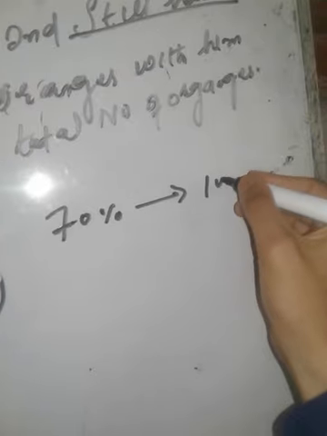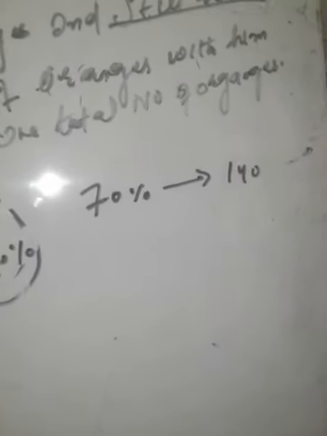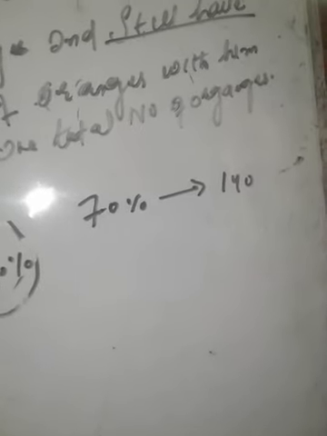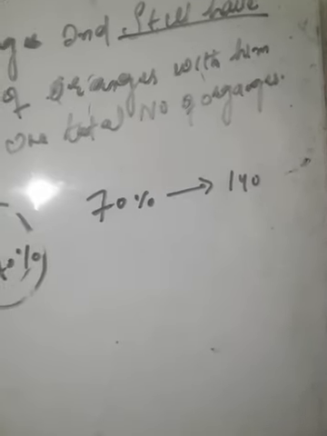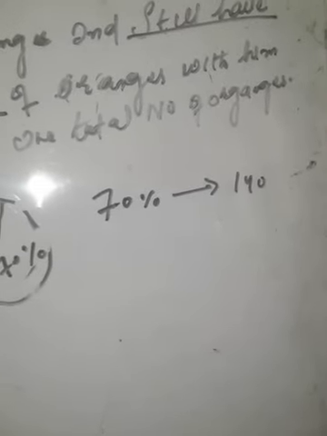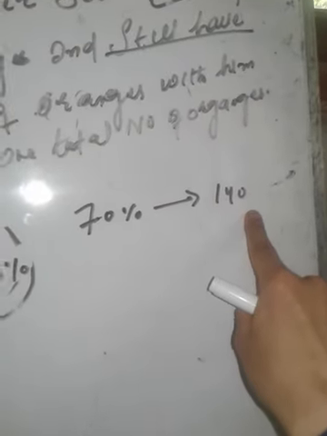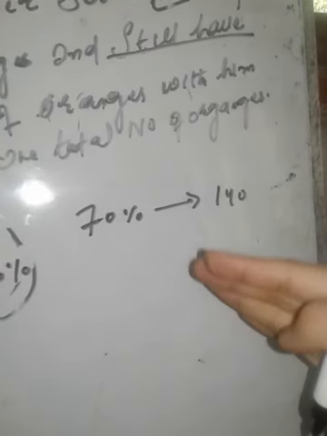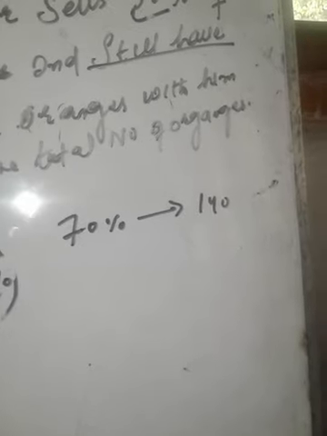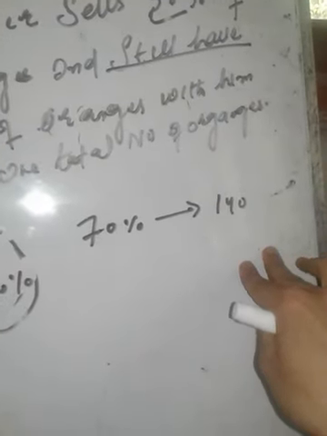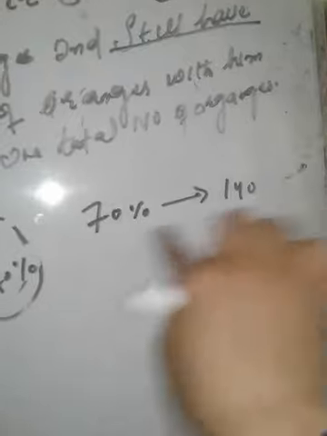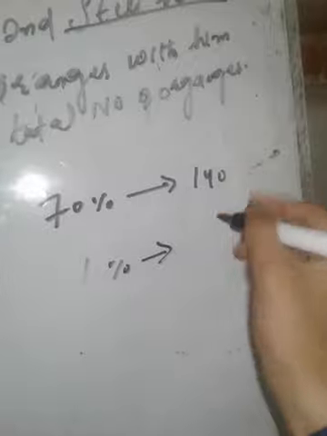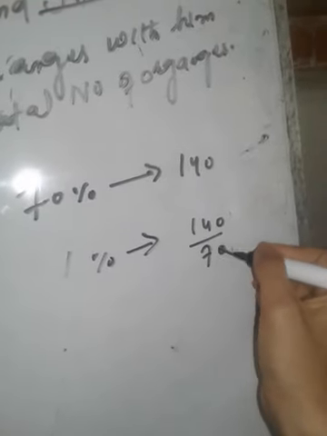Represents 140. So you need to find the total number of oranges, and recall that any number in percentage value is 100% value. And when we talk about fractions, its value is 1. 70% represents 140. What you need to find is 100%. So just divide. You will write 1% will represent 140 divided by 70. This is 2.